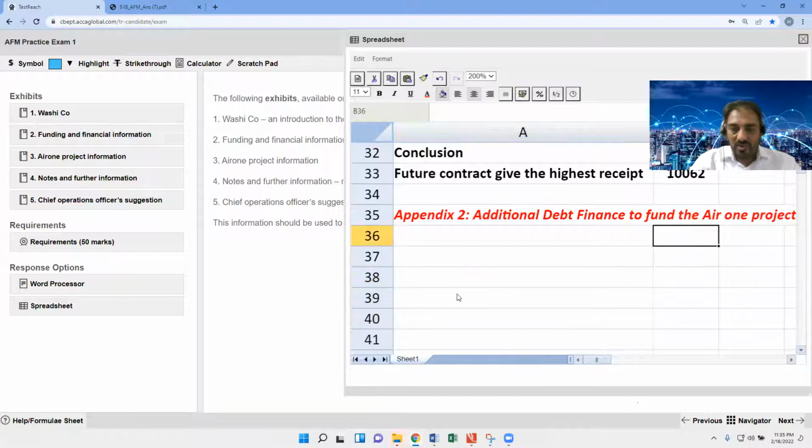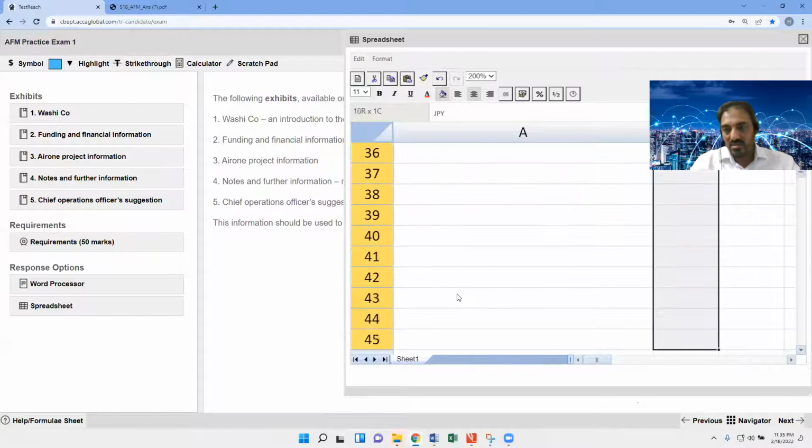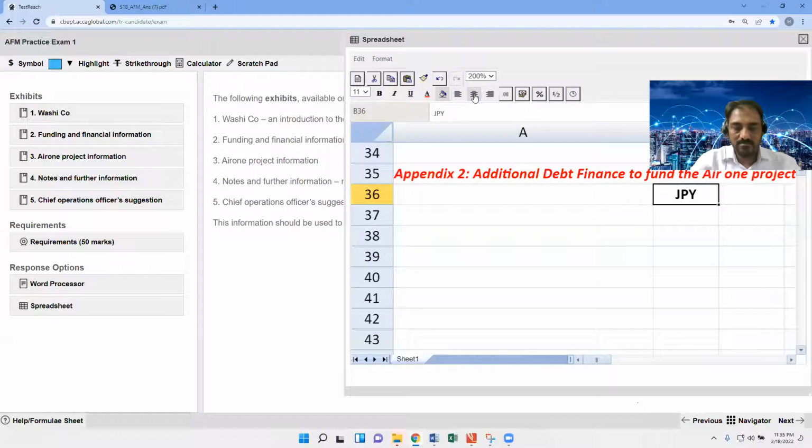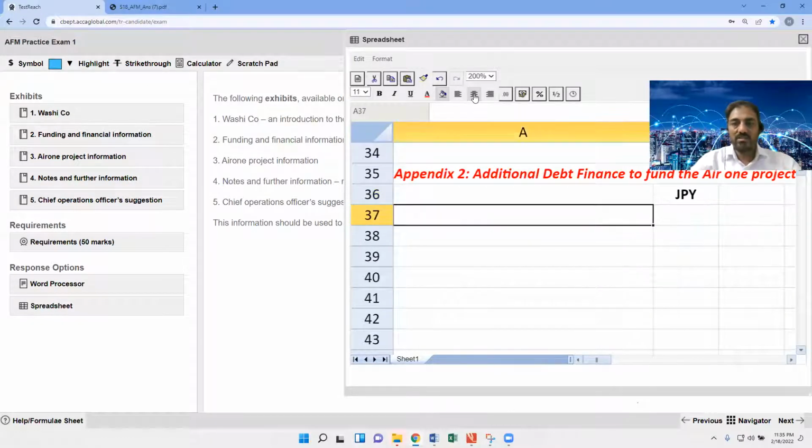Actually, whatever we have to do, that is with respect to Japanese yen. Number one, the very important thing, whatever we need to do is with respect to the Japanese yen. Very first thing: first of all, the total finance required for the project.